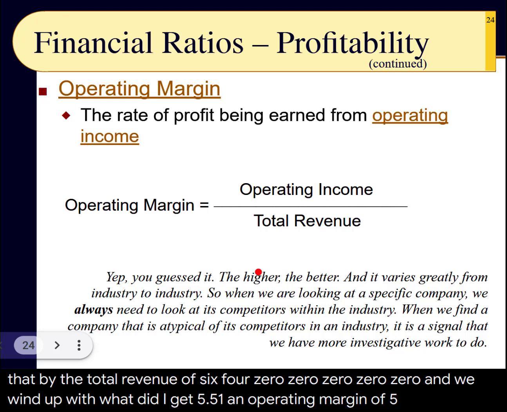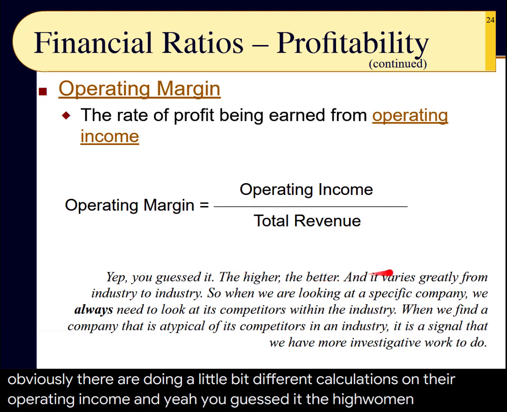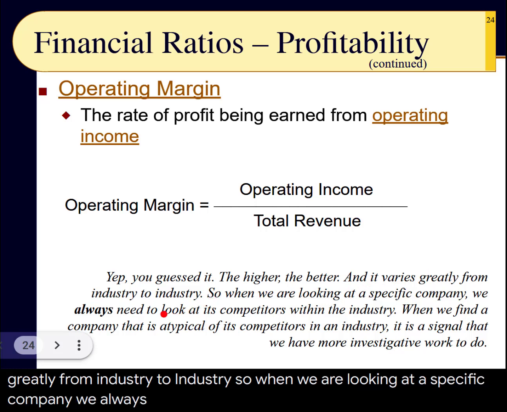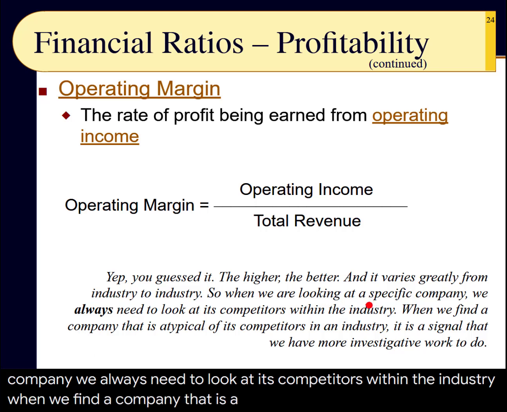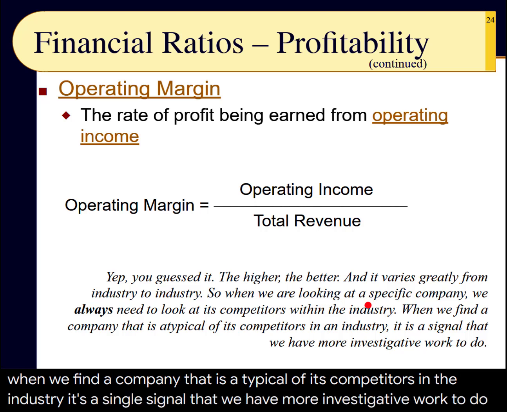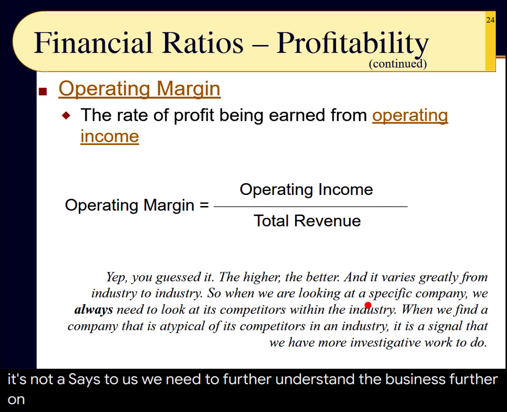If you look at Yahoo, they say 5.72. So obviously they're doing a little bit different calculation on their operating income. And yeah, you guessed it, the higher the better. It varies greatly from industry to industry. So when we are looking at a specific company, we always need to look at its competitors within the industry. When we find a company that is atypical of its competitors in the industry, it's a signal that we have more investigative work to do. It's not, oh, don't buy it. Oh, yes, buy it. It says to us we need to further understand the business, further understand the competition, to understand why it's so different.